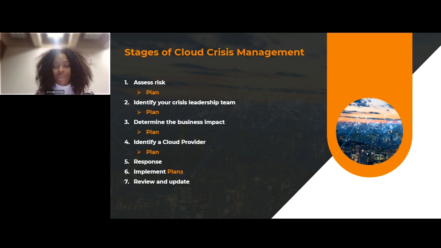And then you also want to determine your business impact. That goes hand in hand with assessing the risk: what the business impact to the organization would be in the event of a crisis. And then you want to plan, and you're going to identify a cloud provider that is going to help store your information in case of a crisis, to help put your major incident management plan in place, to make sure that business continuity and disaster recovery efforts are in place to aid that in conjunction with, and of course, plan.